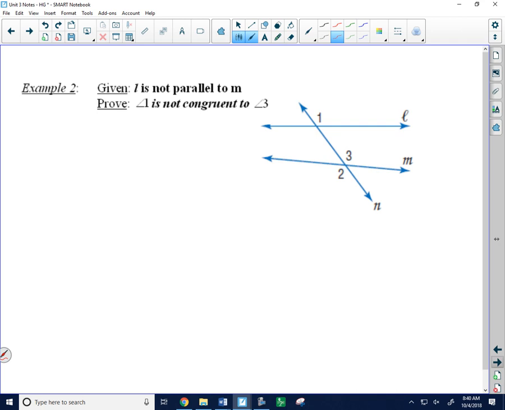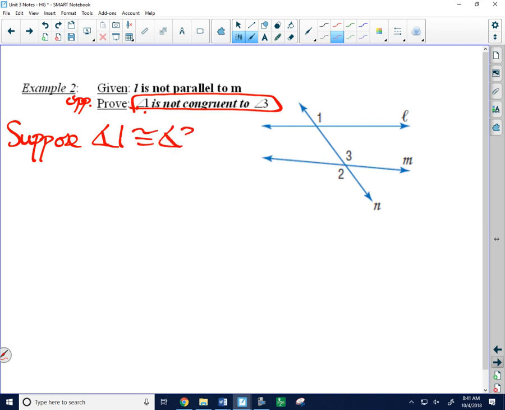Given L is not parallel to M. All right, it's very different from normal. Normally we say they are parallel. Prove angle 1 is not congruent to angle 3. So here's how we start these. You temporarily assume the opposite of what you want to prove. You're going to find out that's false. It leads to something false. Therefore, this actual statement is true. So here's how we start. You can say assume, or I like to say suppose, the opposite of this. The opposite of angle 1 is not congruent to angle 3 is that angle 1 is congruent to angle 3.